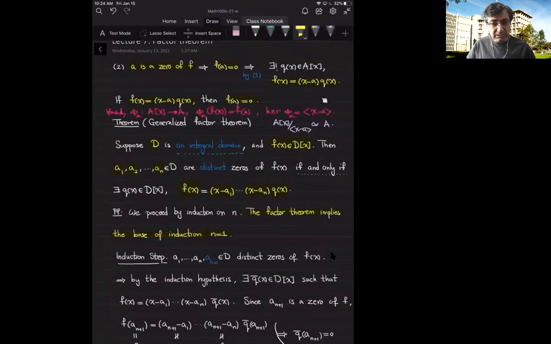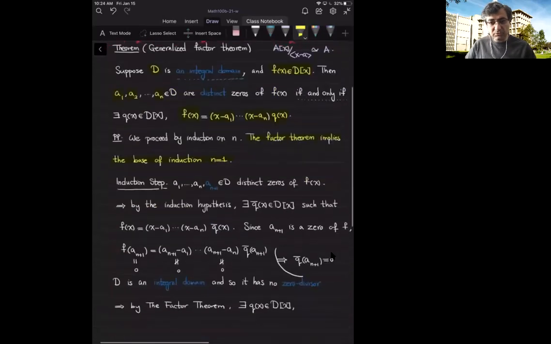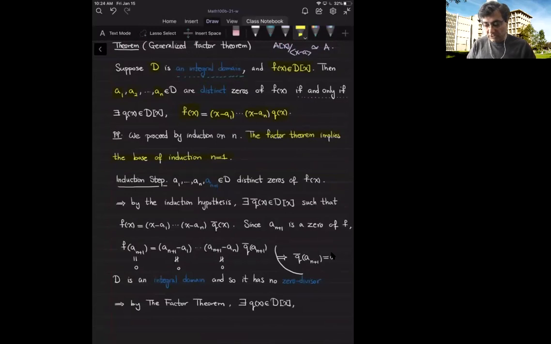Okay, so we go to the induction step. Which means we are assuming that we know what the situation is when I give you n distinct zeros. Now I give you n plus 1 distinct zeros. So we have one more distinct zero, and we want to write f as a product of the factors x minus a sub i's times some other polynomial.